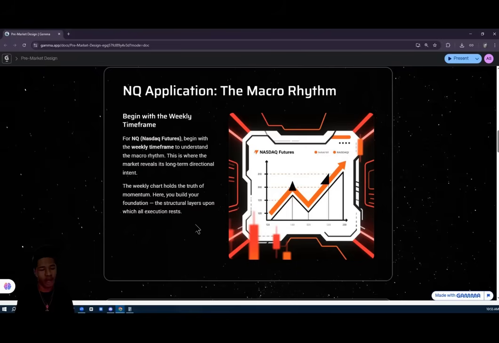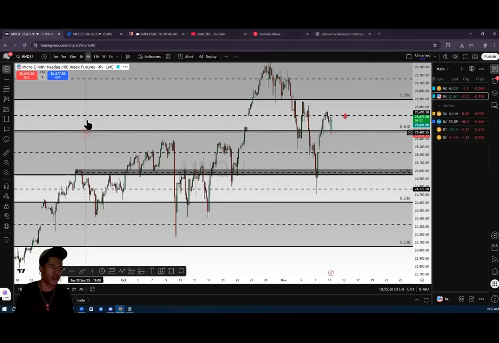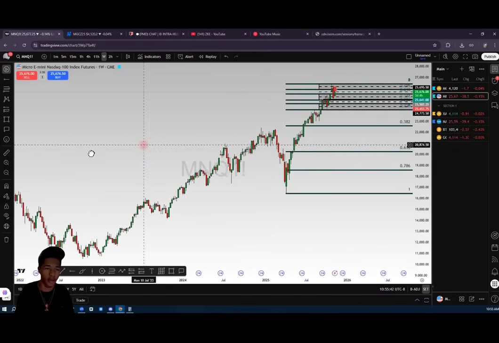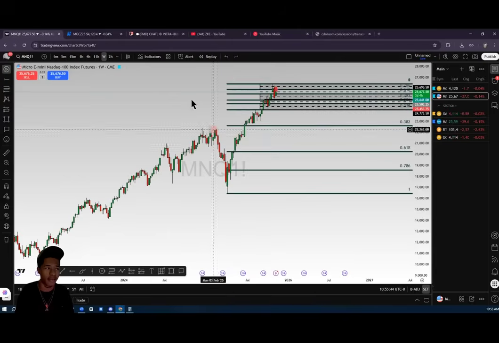Here you build your foundation, the structural layers upon which all execution exists. I say exist, execution rests. Cool. So it may seem like, damn, you're starting your fib from the week, but yeah, because with the fibs it's a little different on here. We started from the week, then we got a second fib in between. So let's get into that.